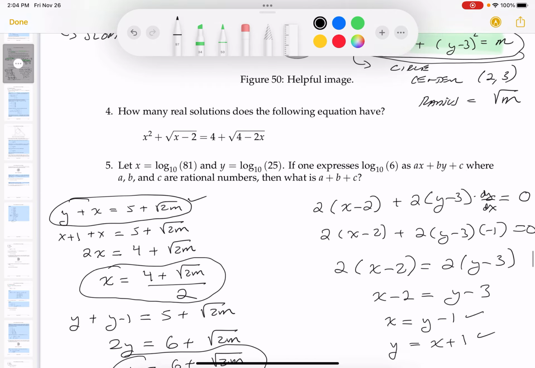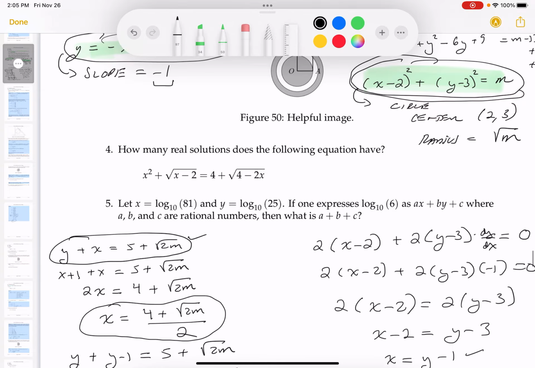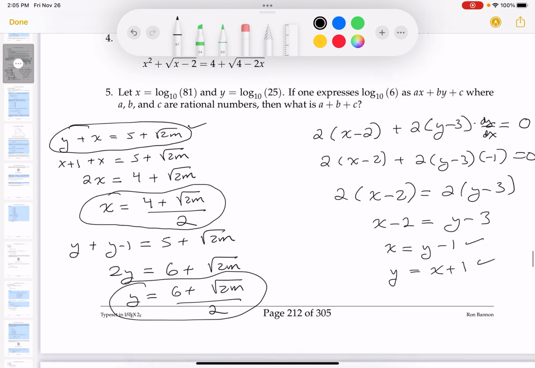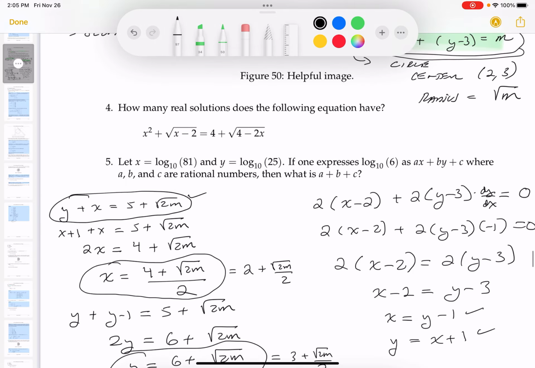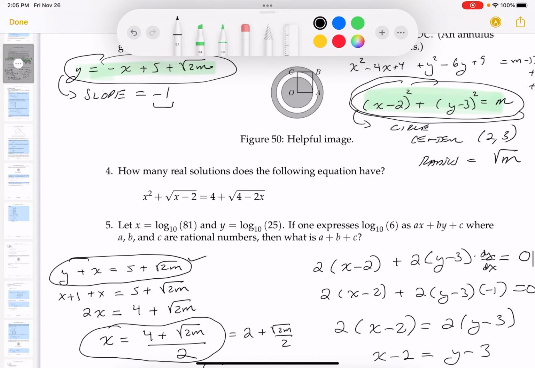And I'm going to plug it into my circle equation. And before I do that, I want to just write these a little differently. I'm going to write this as 2 plus root 2m over 2. There's a reason for this, because I notice when I look at my circle equation, I'm seeing those numbers. 3 plus root 2m over 2. All right, so x is, I'm going to plug it in here now. And what do you get?